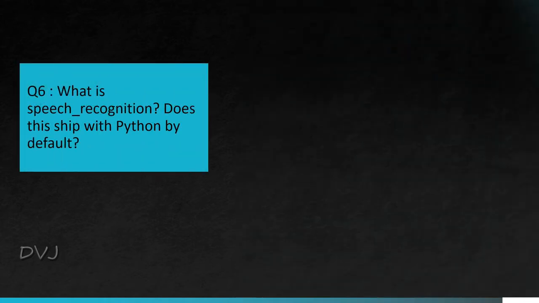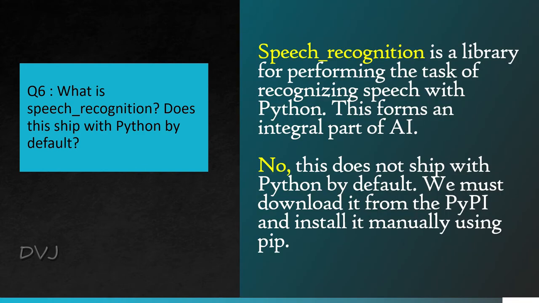Question number 6. What is speech_recognition? Does this ship with Python by default? Speech_recognition is a library for performing the task of recognizing speech with Python. This forms an integral part of AI. No, this does not ship with Python by default. We must download it from PyPI and install it manually using pip.